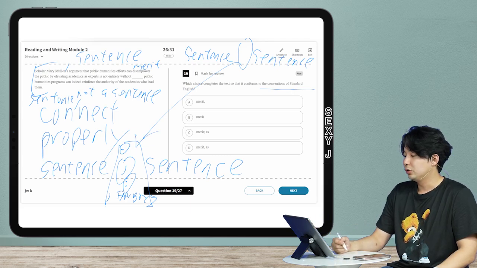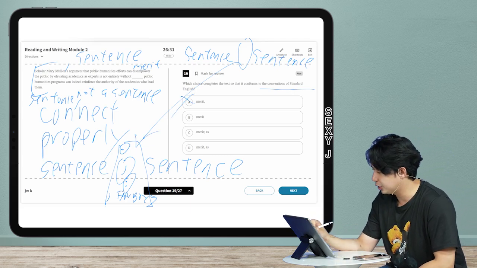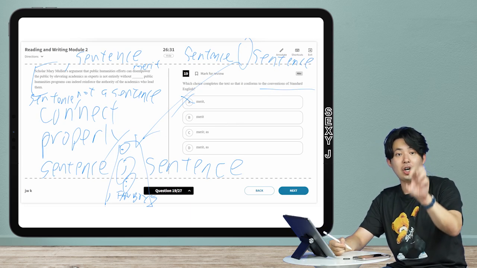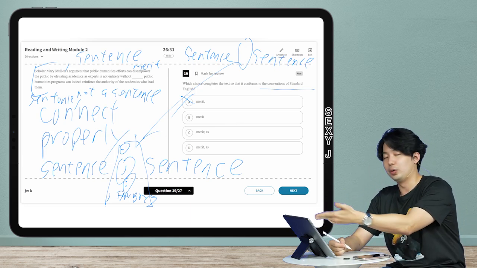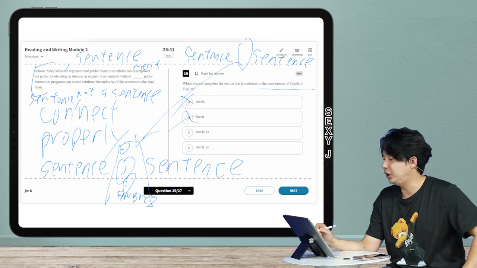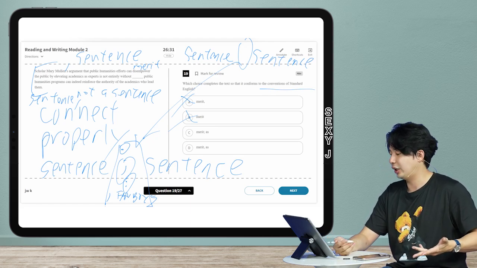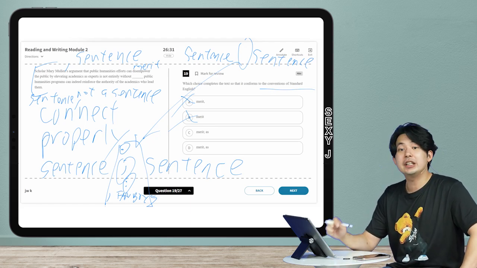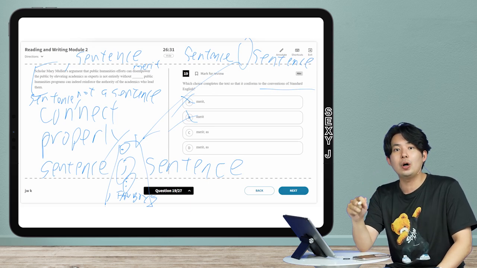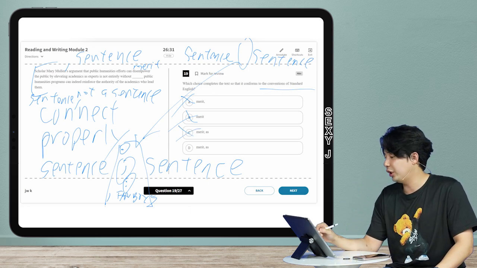Okay. A does not work. Why? Because that's a comma, but no fanboys out. B doesn't work because you're literally not even putting an effort. You're not even trying. That's terrible effort. Okay. C is the biggest trap because you think, oh, I put a semicolon. But look here. As. That's what you want to look for.